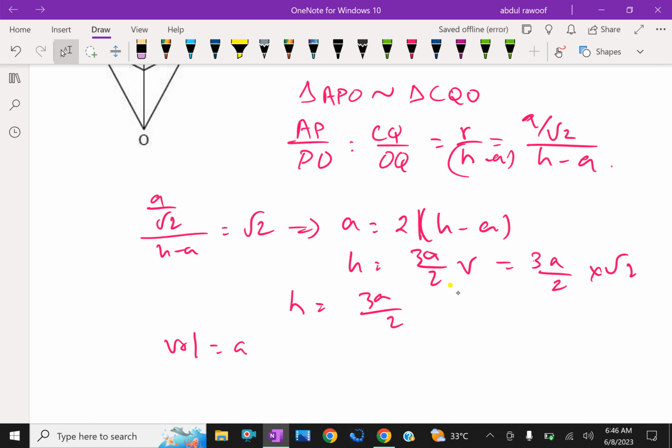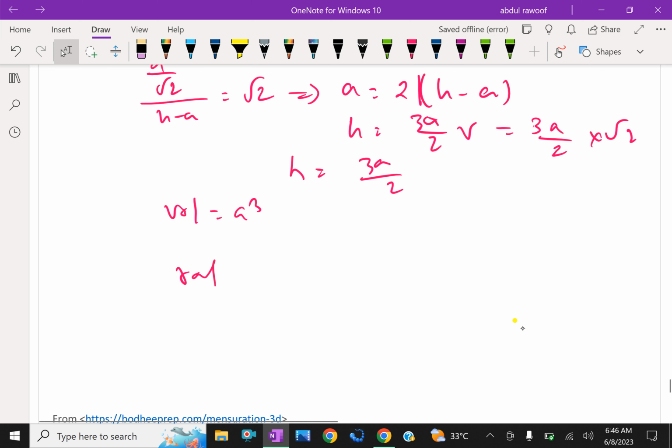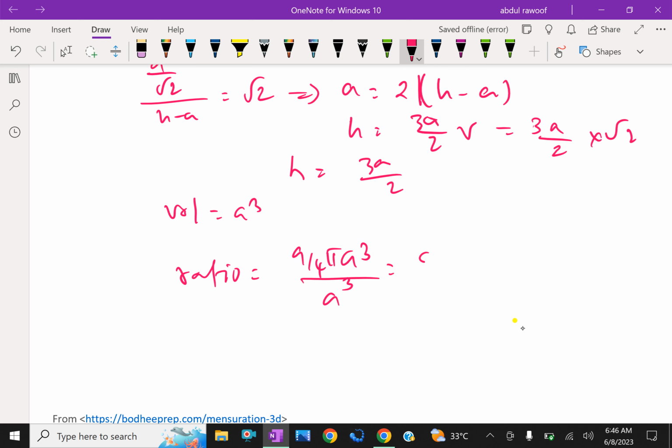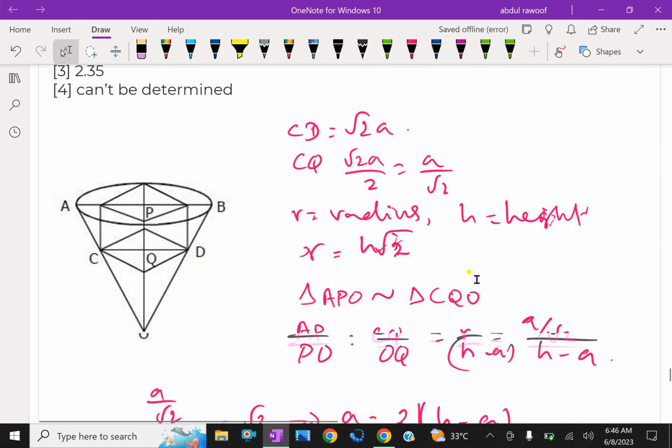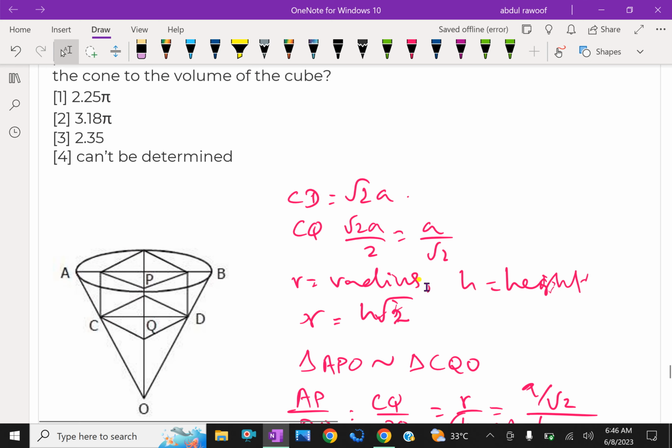Therefore, the volume of the cube is a cube. The required ratio is volume of cone by volume of cube, 9 by 4 pi a cube over a cube, 9 by 4 pi, which is equal to 7.07. Option 1.